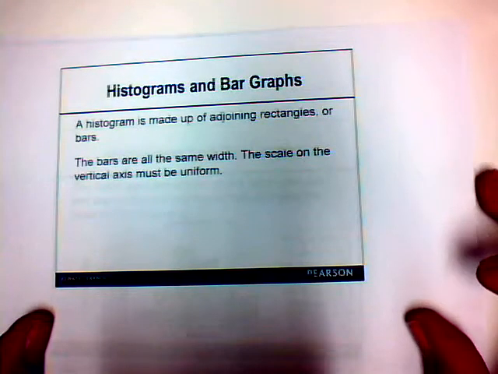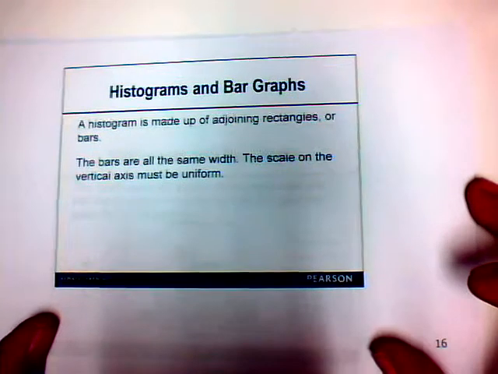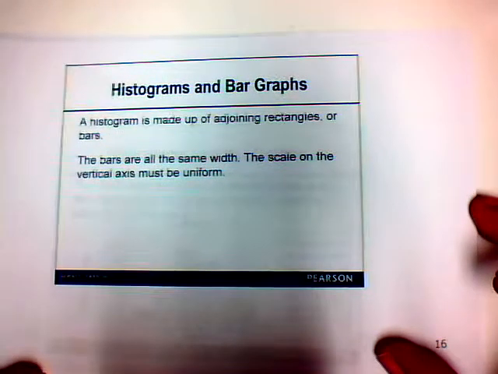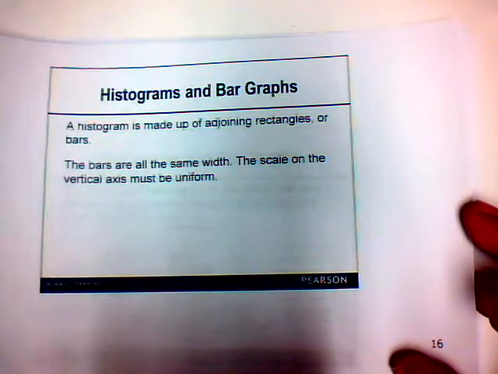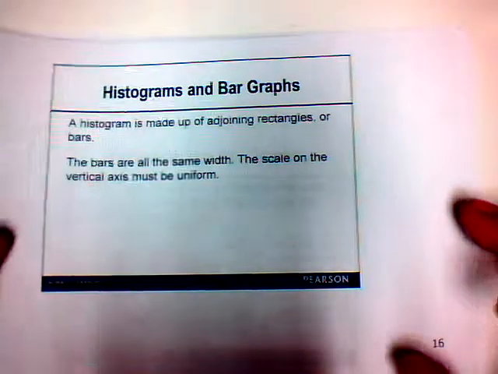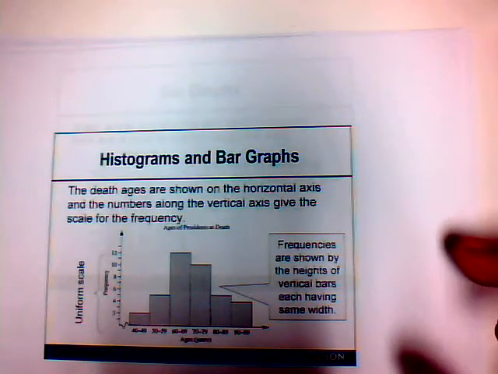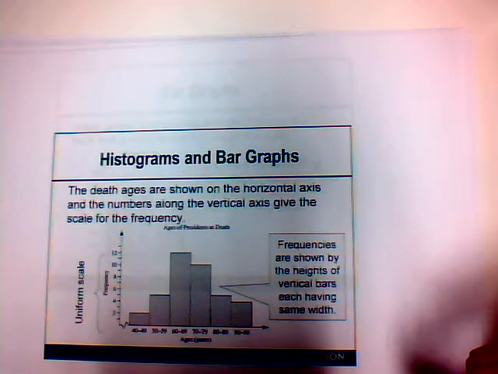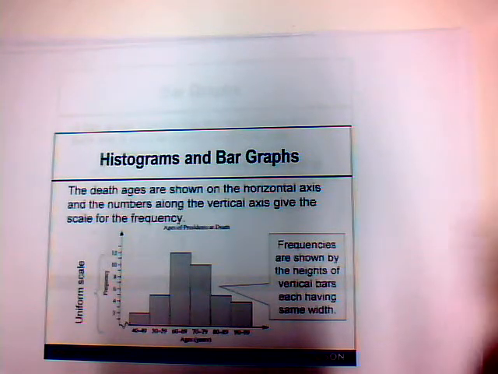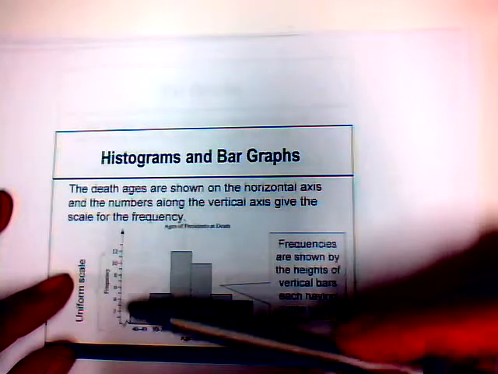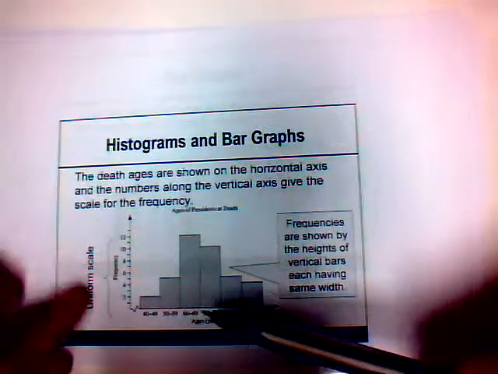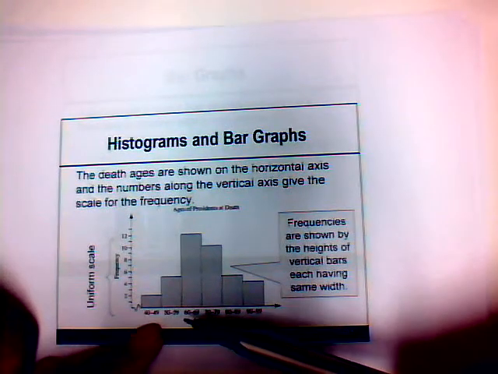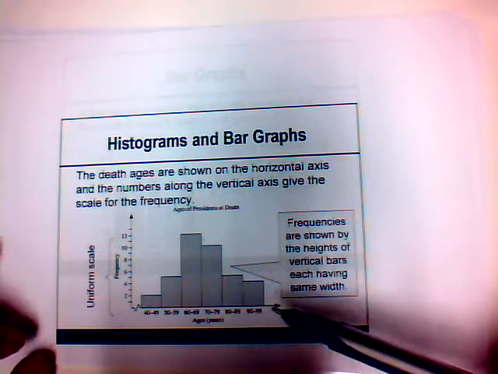Okay, a histogram is made up of adjoining rectangles or bars, and the bars are all the same width. The scale on the vertical axis must be uniform. Okay, so this is histograms and bar graphs. The death ages are shown on the horizontal axis, and the numbers along the vertical axis give the scale of the frequency. So the frequency is this vertical axis here. The horizontal axis is going to be the ages in years. Those intervals are given to you: 40 to 49, 50 to 59, 60 to 69, and so on.